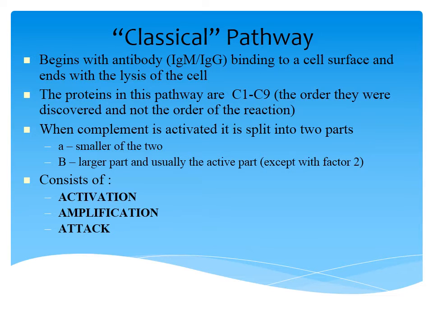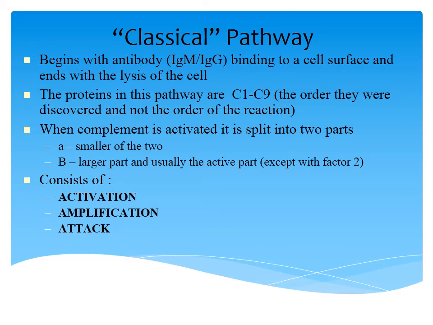Firstly, the classical pathway begins with antibody IgM or IgG binding to a cell surface and ends with the lysis of the cell. Proteins in this pathway are C1 to C9. Why are these complement proteins named C1, C2, C3 to C9? In the order they were first discovered or identified, not in the order of the reaction.